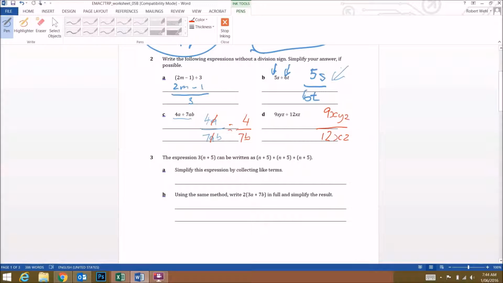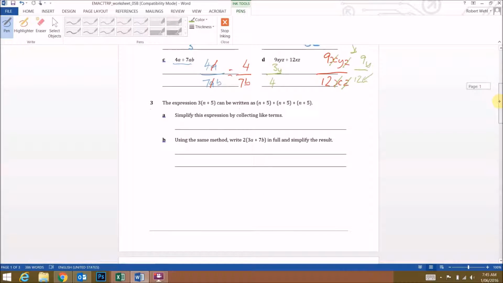All right, and here we can simplify again. So I can get rid of my x's and my z's, which leaves me with 9y over 12, and I can simplify more because I can divide both 9 and 12 by 3. Okay, and 3 goes into 9 3 times, and it goes into 12 4 times. My y stays there, so I've got 3y over 4. All right, so that's my simplified version of that.